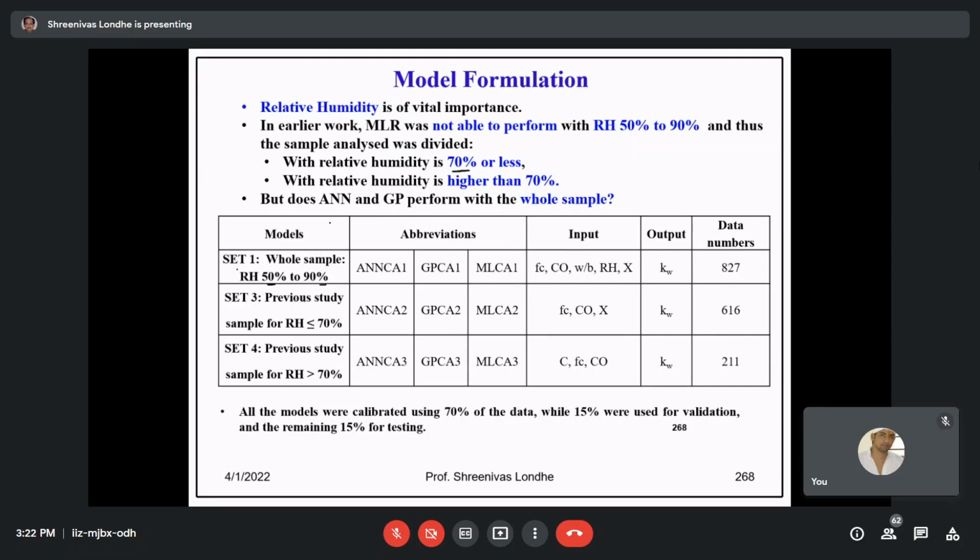So this particular work was an extension of an earlier work in which set 1 was developed when my relative humidity was between 50% to 90%. That is the whole sample, which is quite a range again. And set 3 and set 4 had relative humidity less than 70% and greater than 70% respectively. That is how the models were designed. Of course, 70% of the data was used for training and 15% each for validation and testing.